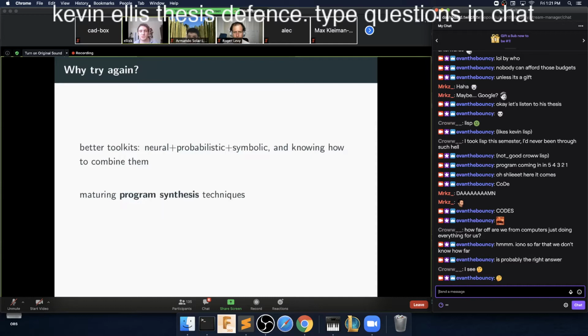The second reason we should try again is because there are new techniques from the programming languages community for program synthesis. Now, typically these techniques were not developed with AI problems in mind, but a lot of their ideas we can repurpose and adapt for AI problems. And at that Dartmouth workshop, we were just getting out of the vacuum tube era, whereas now we live in the era of massively parallel compute.